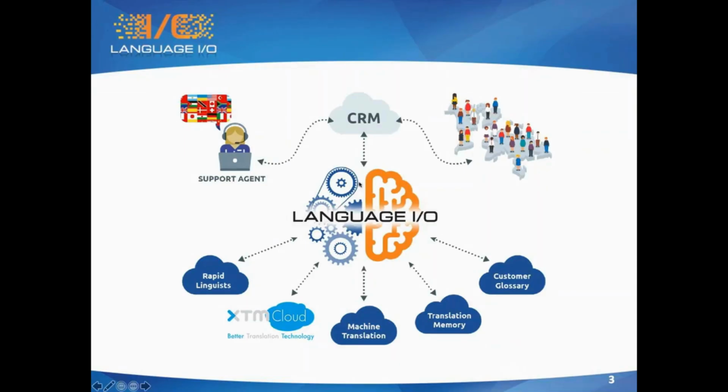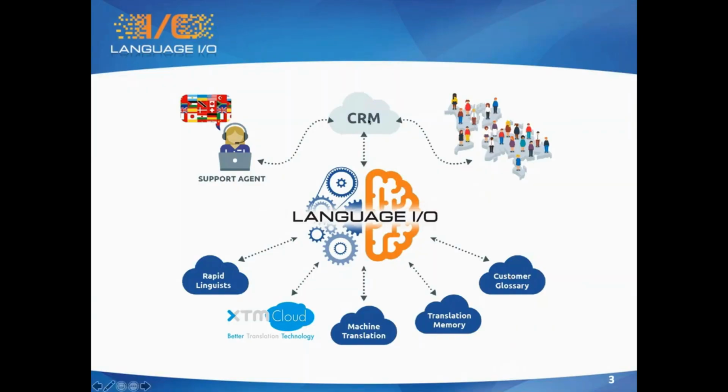In the case of articles, the content will be pushed automatically into XTM, where linguists will go to work translating the content. As soon as they trigger the complete step within XTM, which I'll show you today, that content is automatically pushed back through Language IO and back into the CRM. Of course, we're going to be leveraging XTM translation memory, customer glossary terminology, etc., to make sure that those articles are translated properly and consistently.